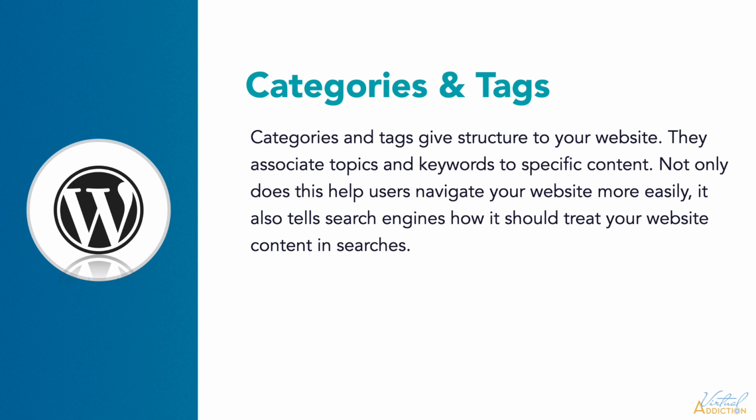Categories are best for broad topics like news, tech, or recipes, while tags are used for specific keywords related to a post, like artificial intelligence, or smartphone review, or vegan recipe. By using categories and tags effectively, you can improve website navigation, enhance search engine optimization, and make it easier for visitors to find relevant content.